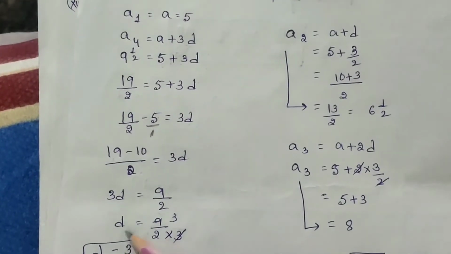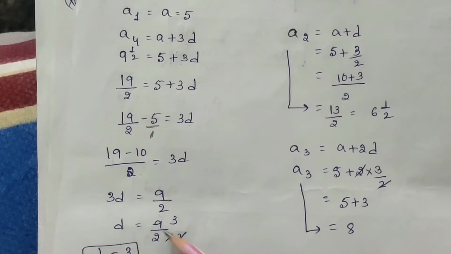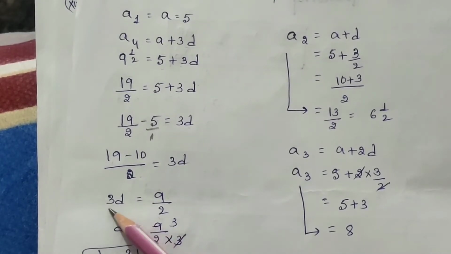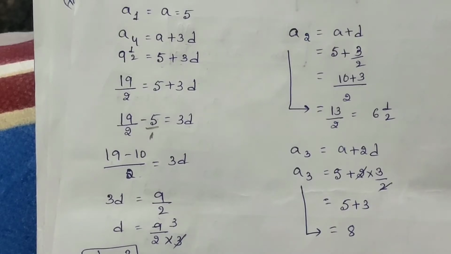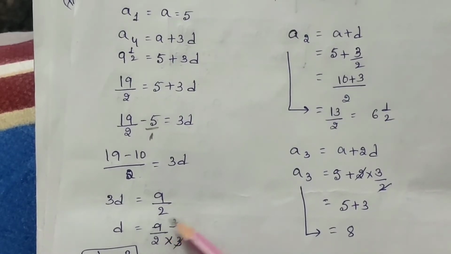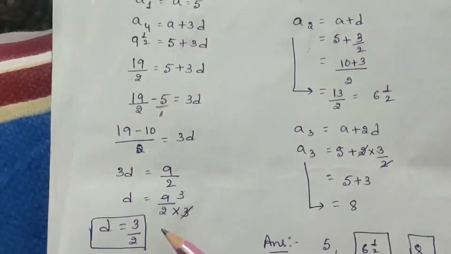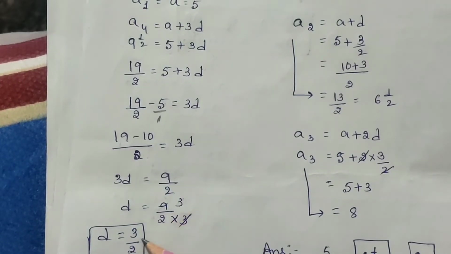Then d is equal to 9 by 2 by 3. Since it is multiplying, if you shift it towards the right, it will divide. Then 3 1s are 3, 3 3s are 9. You are left with 3 by 2.